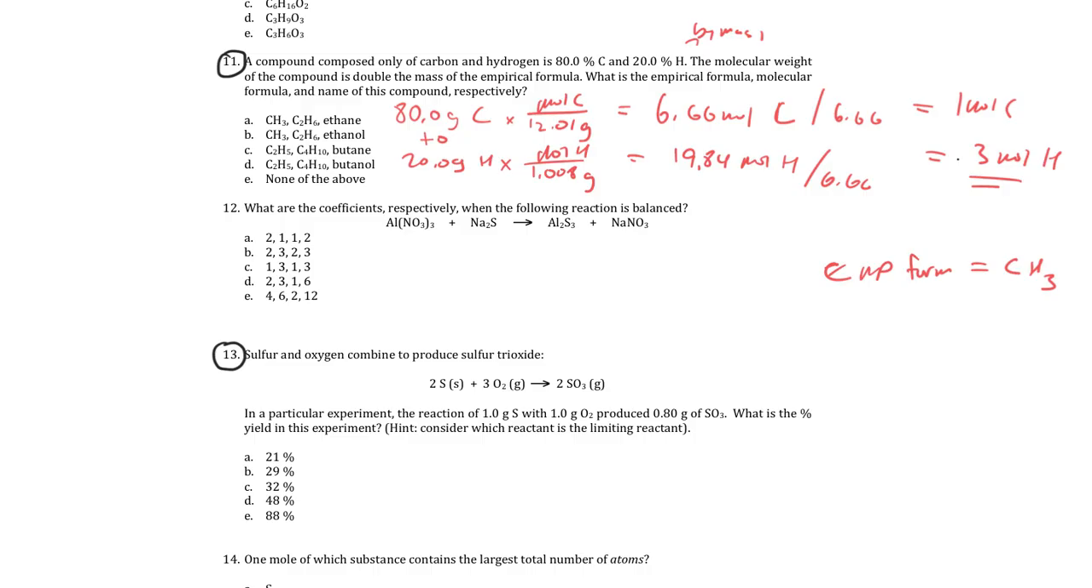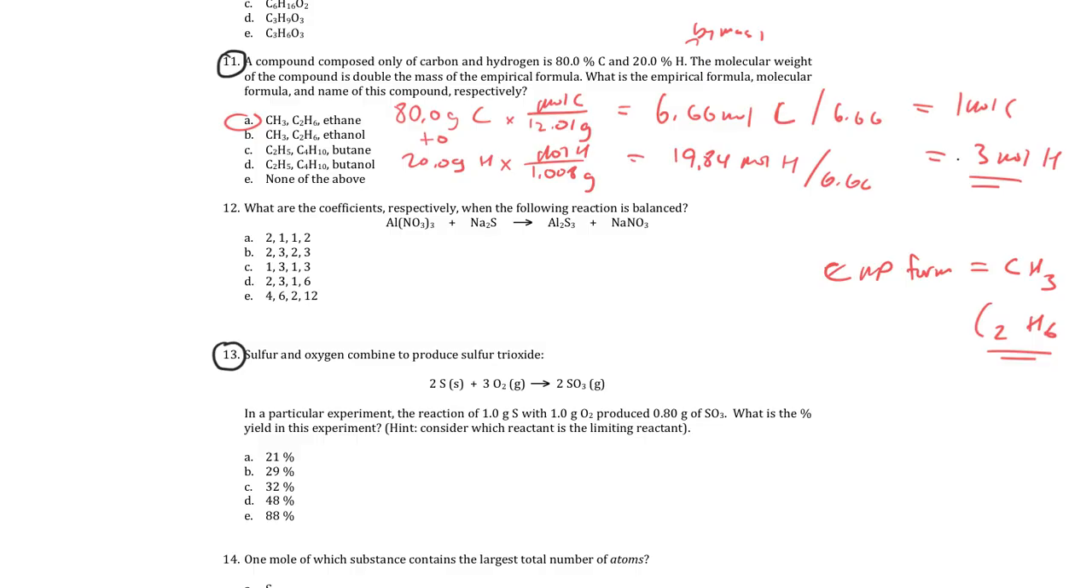And then we're told the molecular weight is double the mass in the empirical formula, so that'd be C2H6 is the molecular formula. And so that would be ethane. Yeah, so CH3 empirical, C2H6 molecular, ethane would be the name. We probably wouldn't ask you the name on this test, but this is an old question from when we had chapters 1 through 3 together on a test.